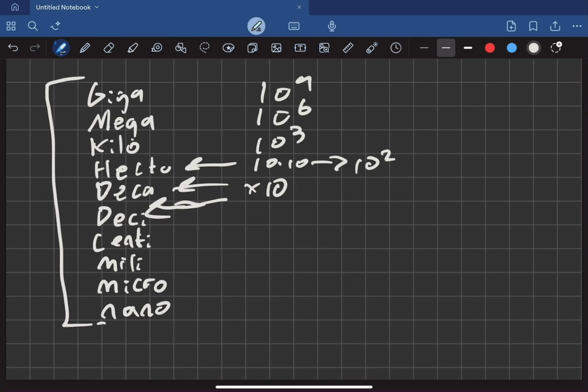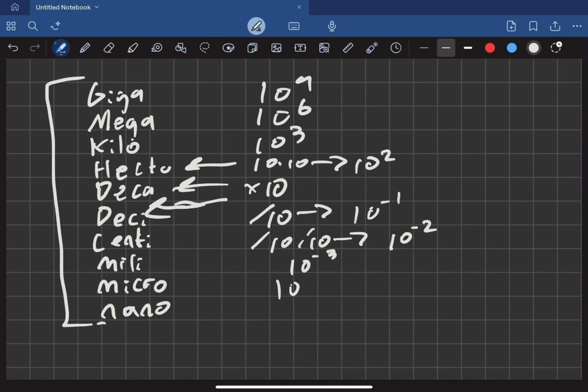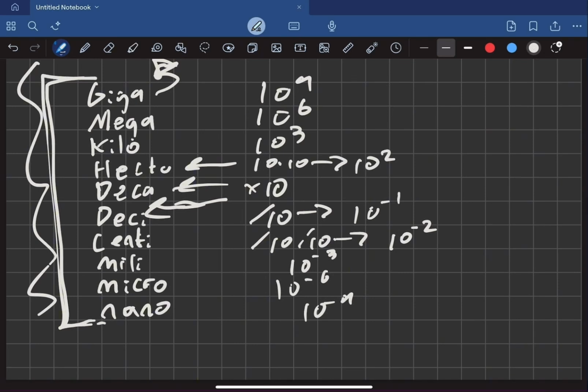And then if you're going down, you're dividing by 10. So for deci, you're dividing by 10, which is the same as multiplying by 10 to the negative first. Centi, you're dividing by 10 twice, which is just 10 to the negative 2. Milli, 10 to the negative 3. Micro, 10 to the negative 6. And nano, 10 to the negative 9. These are the big ones that you have to know. I would know these. Obviously, above giga, you'll have tera, etc. But you're really only going to run into these.